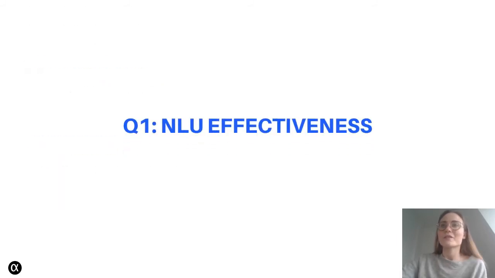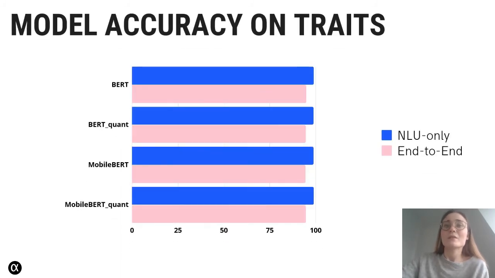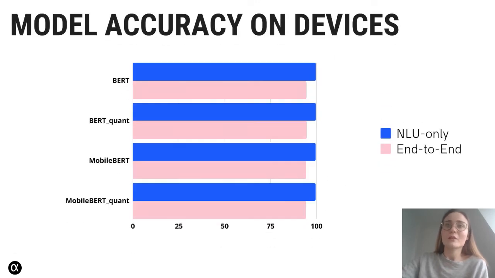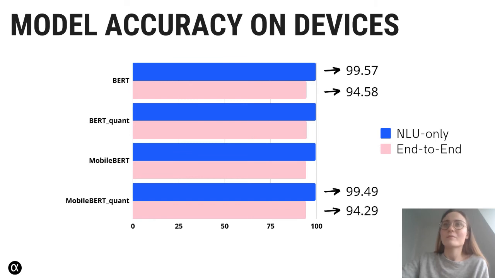So let's see the results for the first experiments. Here we see the accuracy on all classes for the trait classification. We see that BERT has a high accuracy with 98.84, and what's also interesting is that the smallest model that has also been quantized performed just the same. And when we add the extra error induced by the ACR, the accuracy is slightly affected, but still remains high for all models. Similarly, the accuracy on the devices task is very high, with again little loss from the quantization, and also from the end-to-end setup.